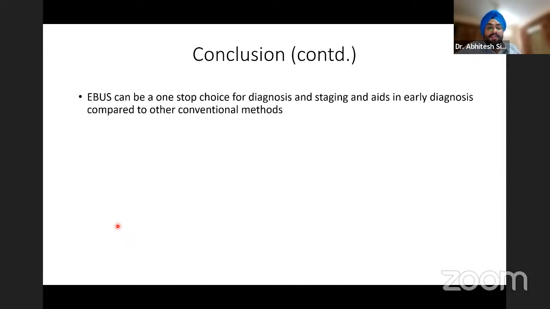Another benefit of EBUS is that without having any tissue diagnosis from the primary, if we find that a patient has a lung mass and along with that an N2 or N3 node, with a single investigation we can prove that the node is positive. So that is the diagnosis, and it will also give us the stage.